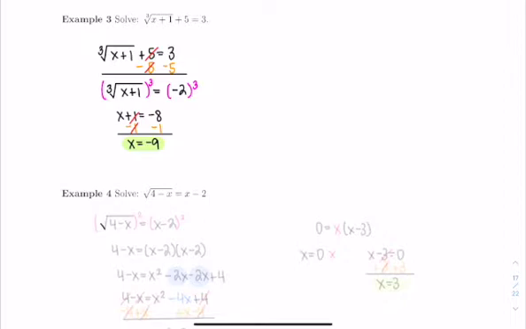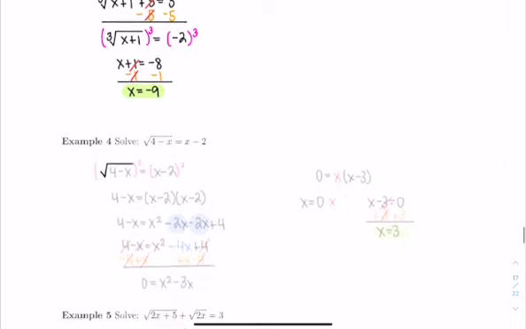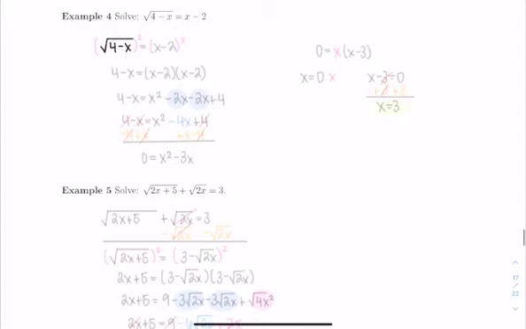For example number 4, our square root is already isolated on one side. So all we have to do is get rid of it by squaring both sides. So on the left, we're just going to be left with 4 minus x. And on the right, I'm going to write this twice so that I can FOIL it.